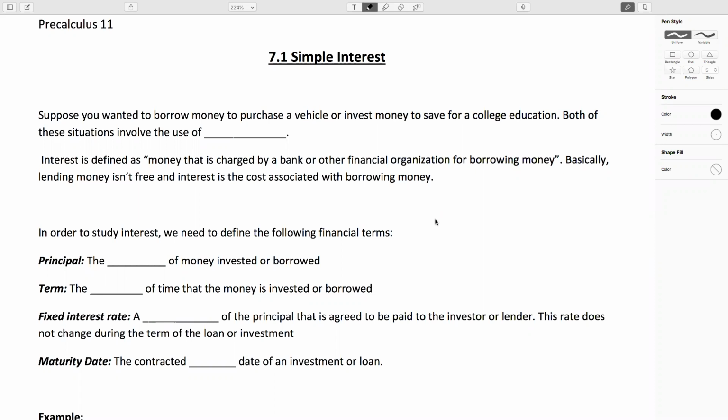So suppose you want to borrow money to purchase a vehicle or invest money to save for a college education. Both of these situations will involve the use of interest. Interest is defined as money that is charged by the bank or other financial institutions for borrowing money. Basically, lending money isn't free, and interest is the cost associated with borrowing it. Essentially, it's a percentage of the amount that you borrowed that you agree to pay back, and that percentage is calculated on a yearly basis.